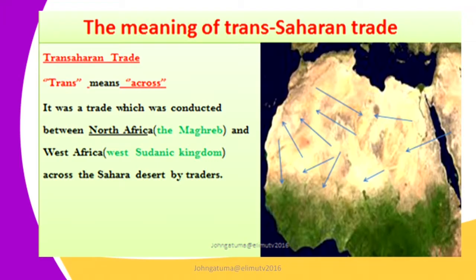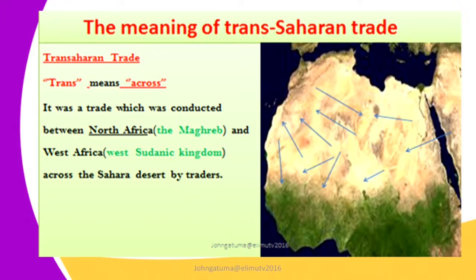Let us have a look at the meaning of the trans-Saharan trade. We can subdivide the trans-Saharan trade into 2 terms. Trans-Saharan is derived from the word trans, and trans means across. It was a trade which was conducted between North Africa, and North Africa, to be specific, is a place we call the Maghreb. The Maghreb is a name given by the Arabs to refer to the north of Africa.